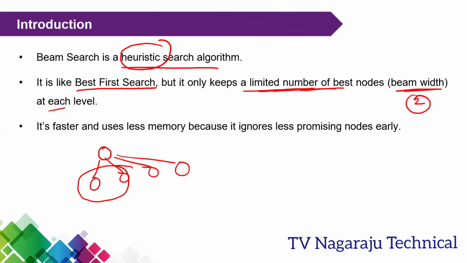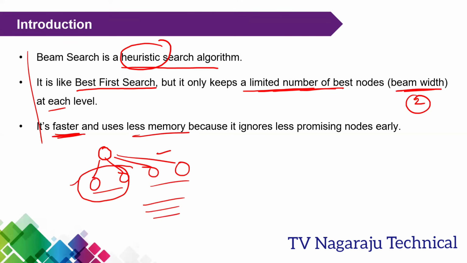Now you got the point? Compared to the remaining algorithms, it is faster. Why is it faster? There is no need to expand all the nodes; I am expanding only a limited number of nodes. And at the same time it uses less memory. Yes, this is the main thing related to beam search.